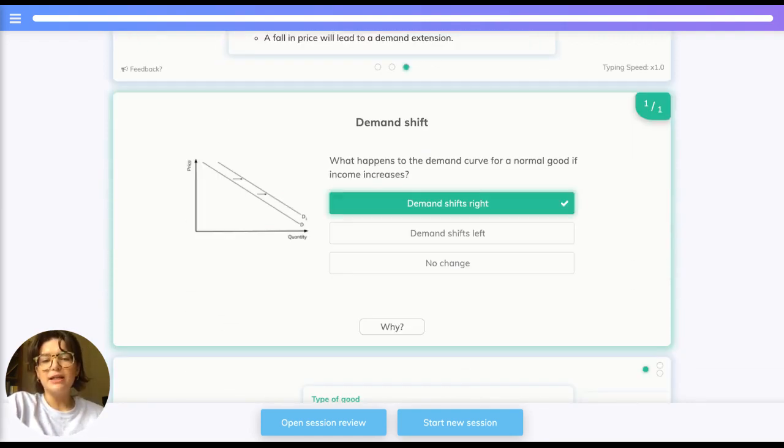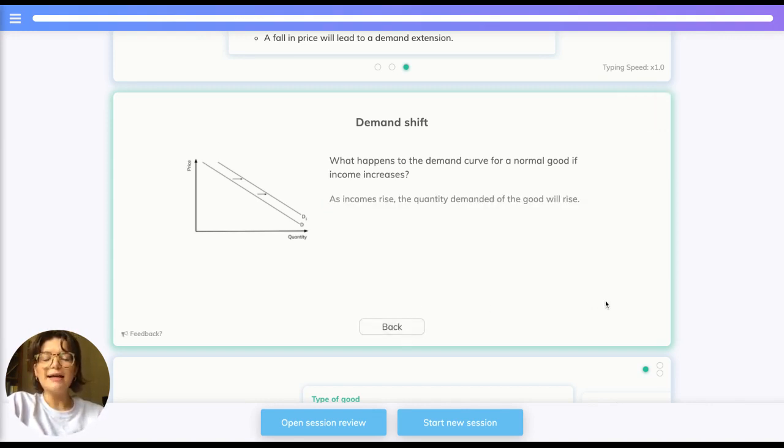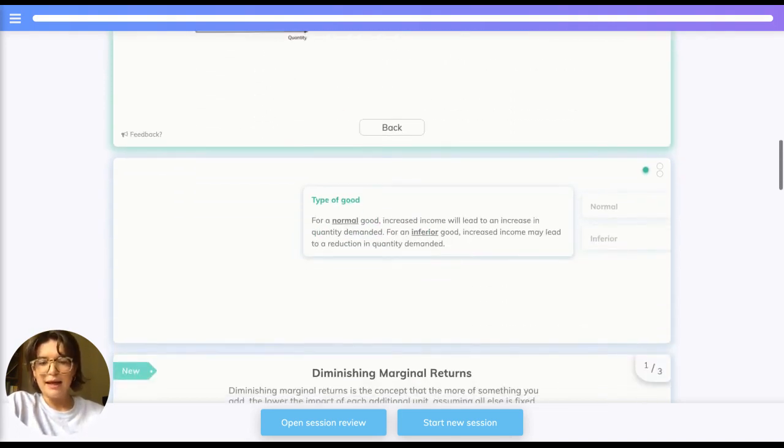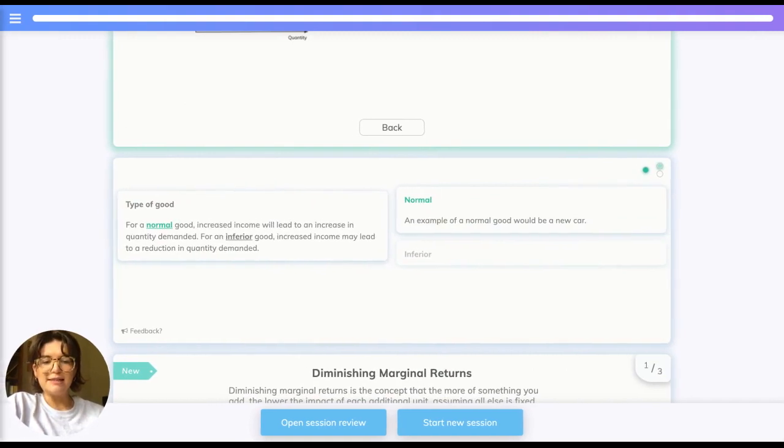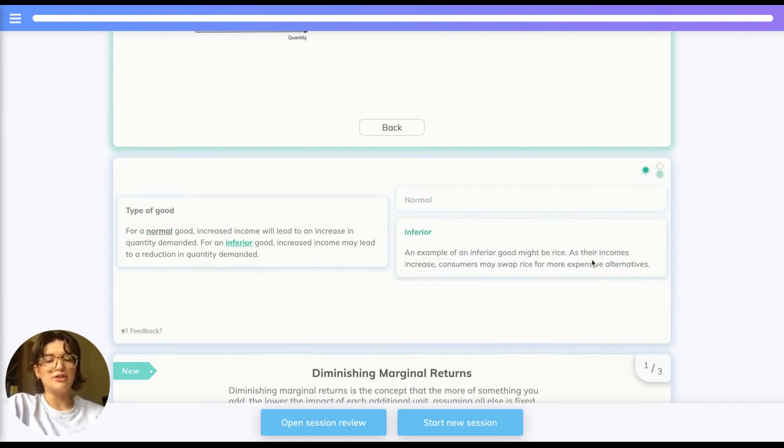So what happens to the demand curve for a normal good if income increases? Would demand shift to the right or to the left? It would shift to the right, and we've explained that this is because as incomes rise, the quantity demanded for normal goods will also increase. And to just firmly reiterate what the difference between a normal and an inferior good is, a normal good is an example such as a new car, and this will increase when your income increases, and an inferior good might be something such as rice. As incomes increase, consumers may swap it out for more expensive alternatives.